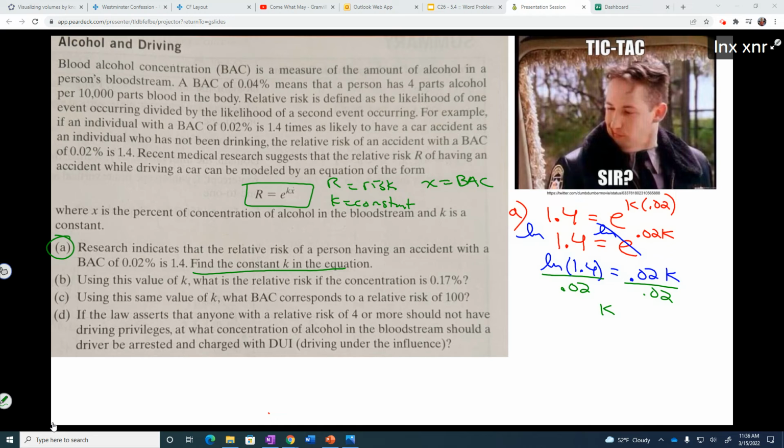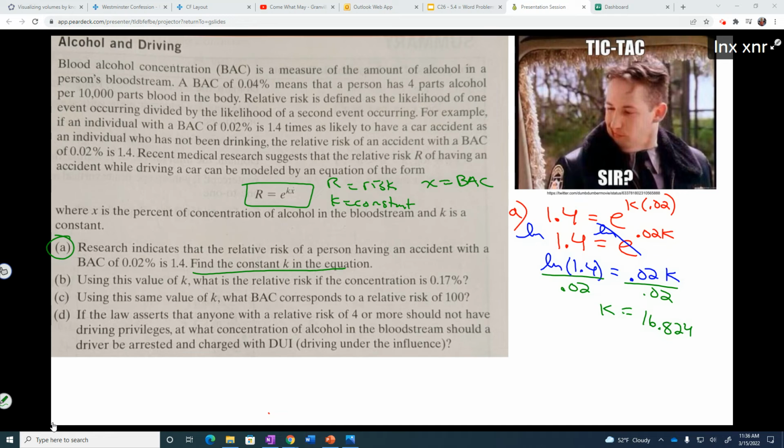And just make sure you close your parentheses before you divide, else you'll get a much different number. So you should get 16.824. That's going to be our constant, 16.824. And we haven't actually solved for any of these other questions yet. We're just building our model here.